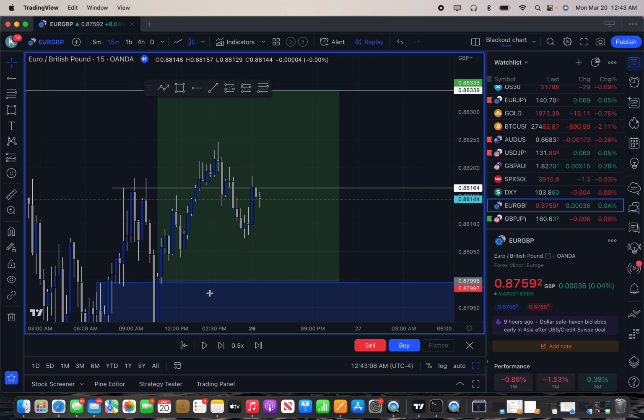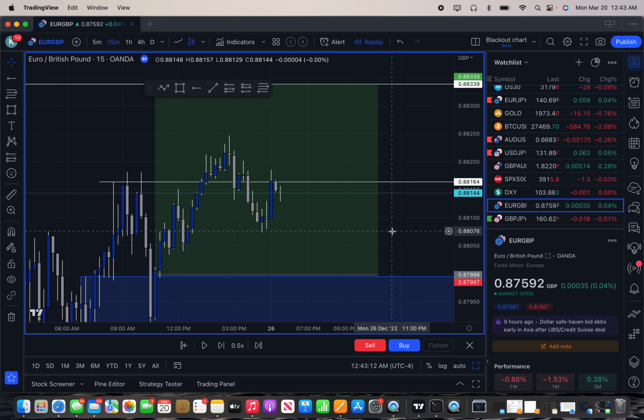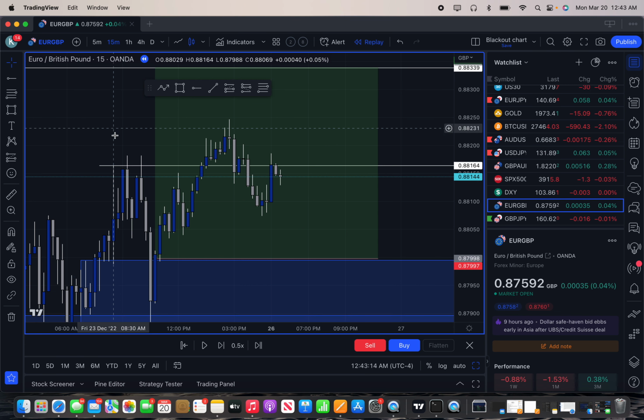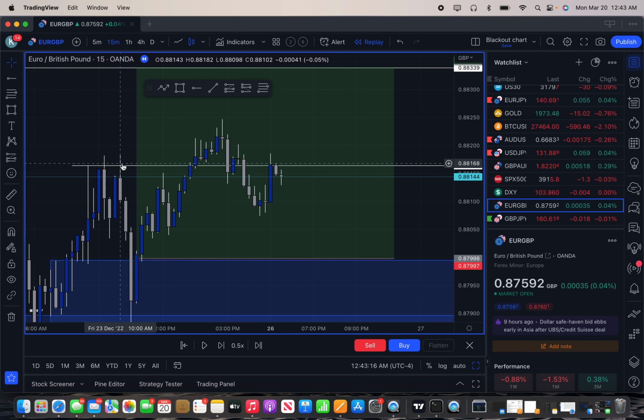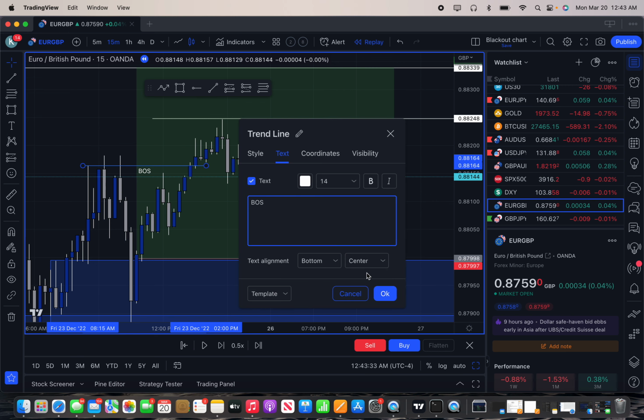Right? So the next thing we would have been able to do is this. This is the next advanced thing. What would have happened? This would have been a break of structure right here, and this would have become the new high. This would have been a BOS right here. You pull it all the way to where it broke.